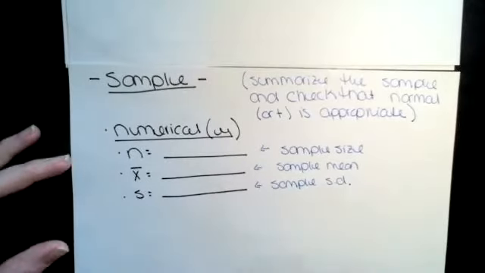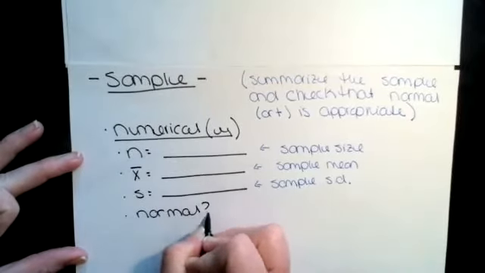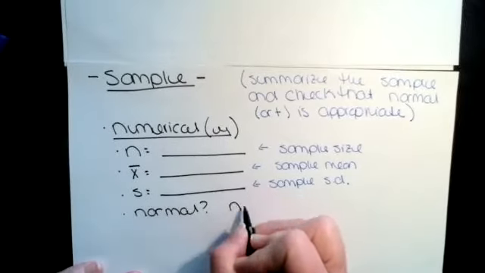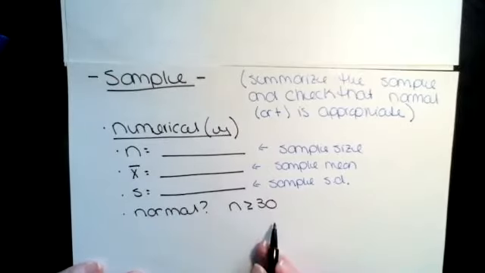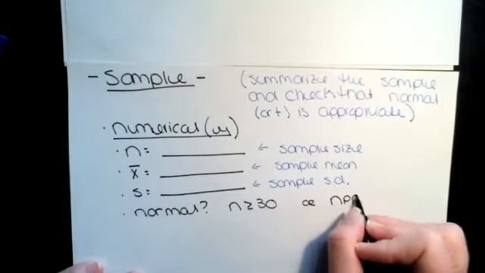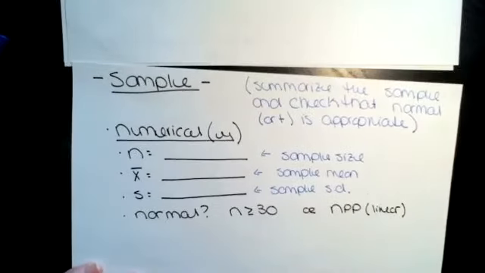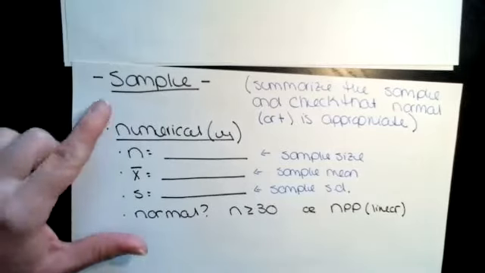Then I'm going to check for normality. So I ask myself, is this normal? Is it symmetric is what I'm looking for. And remember, I have two ways of checking this at this point. The first way is if n is greater than or equal to 30. If so, then yes, it's true. Or I'm going to use my NPP and see if it's fairly linear. So these are the four pieces I need for my sample step.